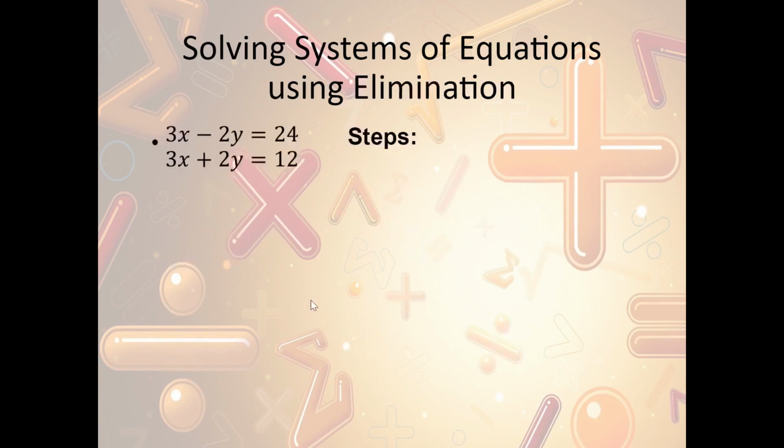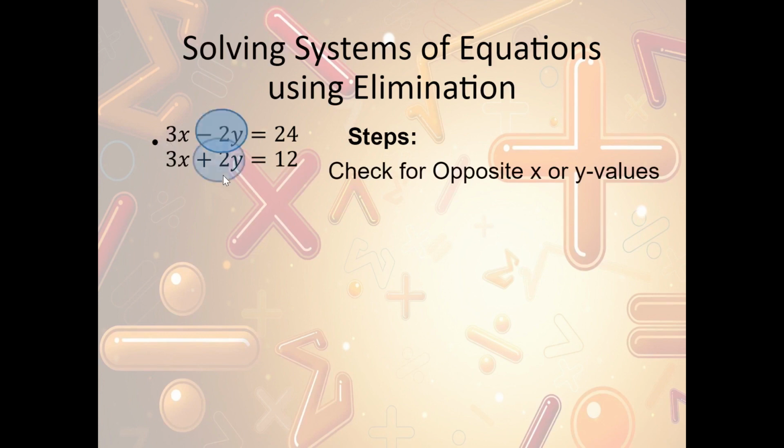Now let's talk about how we can solve this without having to graph. If we're given something like this, 3x minus 2y is equal to 24 and 3x plus 2y is equal to 12, we're going to solve this using what we call elimination. Here are the steps. First step is we're going to check for opposite x values or y values. Opposites mean they have the same integer but with opposite signs. For instance, we have a positive 3 and a positive 3. Those are not opposites. We have a negative 2 and a positive 2. Those are opposites. So these two represent opposites.